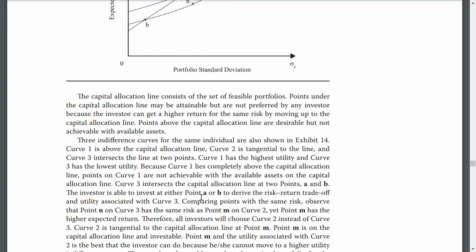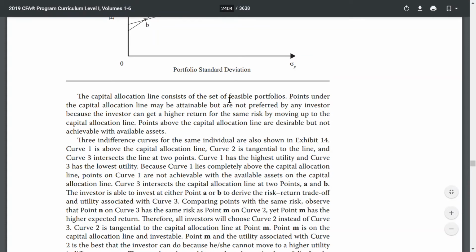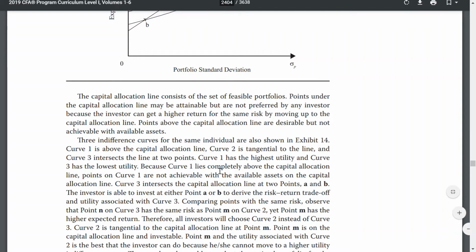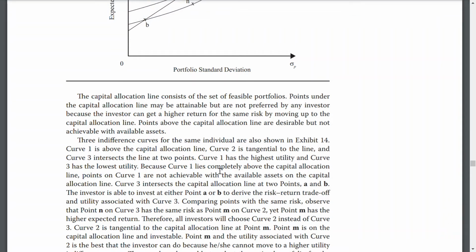With available assets, three indifference curves for the same individual are also shown in Exhibit 14. Curve 1 is above the capital allocation line. Curve 2 is tangent to the line, and curve 3 intersects the line at two points. Curve 1 lies completely above the line, so that's the interpretation.